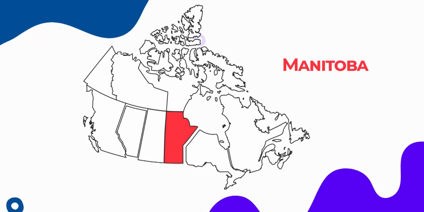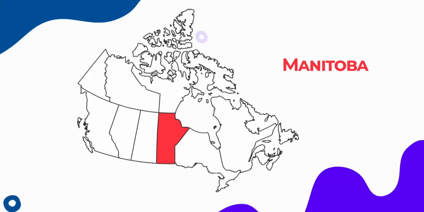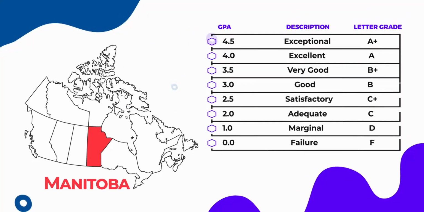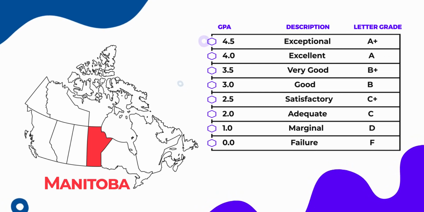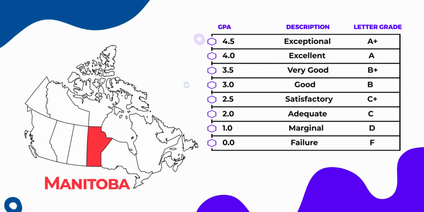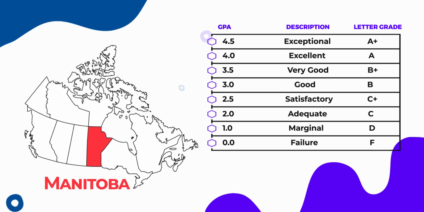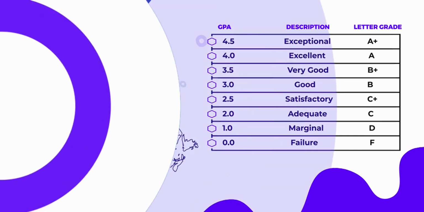Over to Manitoba. In Manitoba, you get an alphabetical grade along with a GPA with 0.5 difference in them. For example, 4.5 GPA means A+, 4 means A, 3 means B, and 2 means C, and so on. You can also take a look at the table for better understanding.